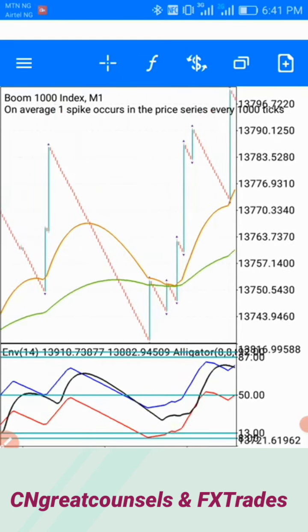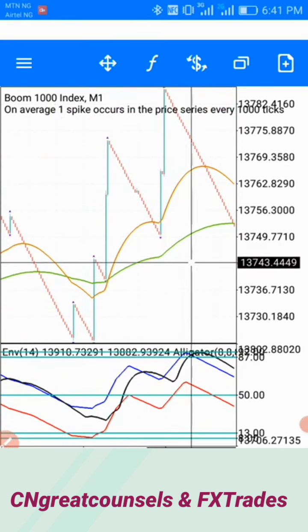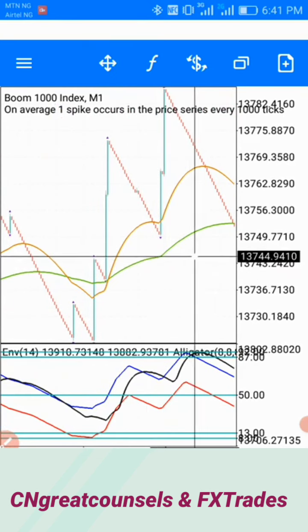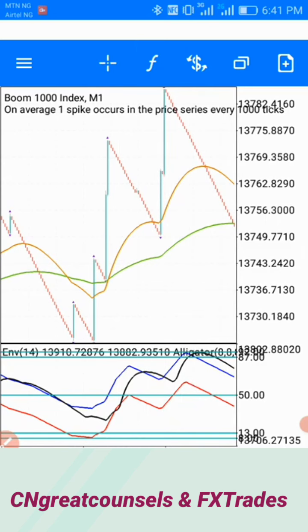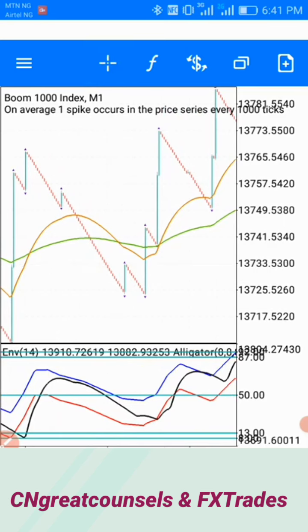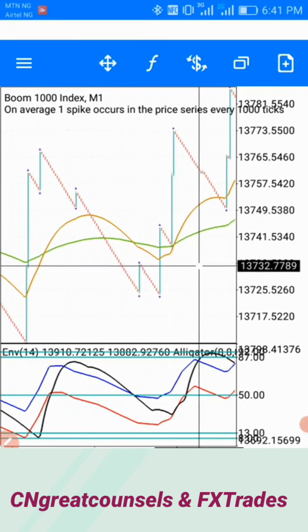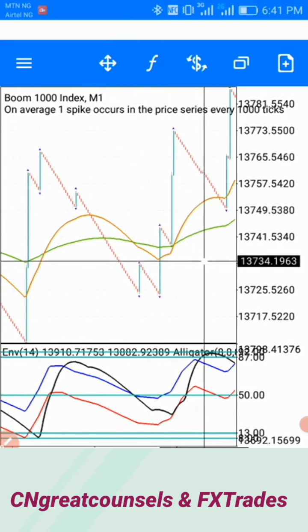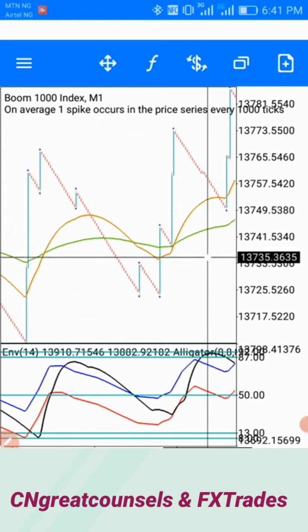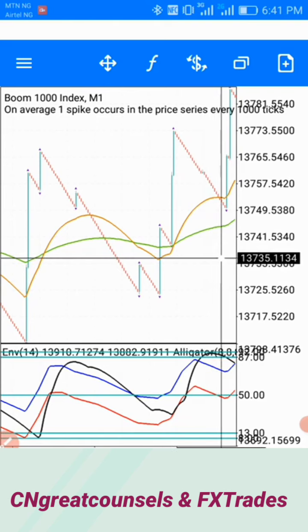Now, every now and then, look at this place, you would have taken 10 candlesticks down. Even though the market was on a very serious uptrend, the condition was actually met here. It was met here. Look at it. 1, 2, 3, 4, 5, 6, 7, 8, 9, 10, 11, 12, 13, 14.